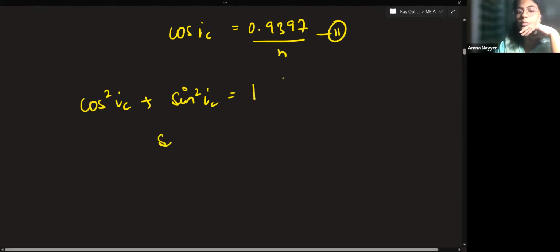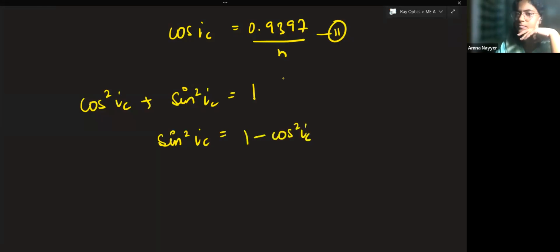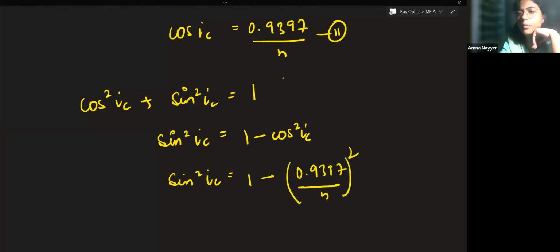So from here you can say sin square IC will be equal to 1 minus cos square IC. Why am I using this? Because I know the sin IC value, I have it with me. So sin IC is the square root of 1 minus cos square IC. I can square this. This is cos IC. So if I square, this will become 0.9397 by N whole square. Under root also we have to take it.